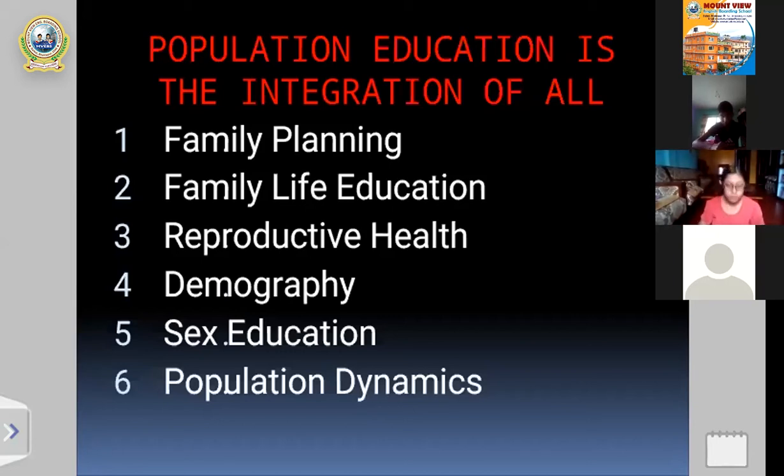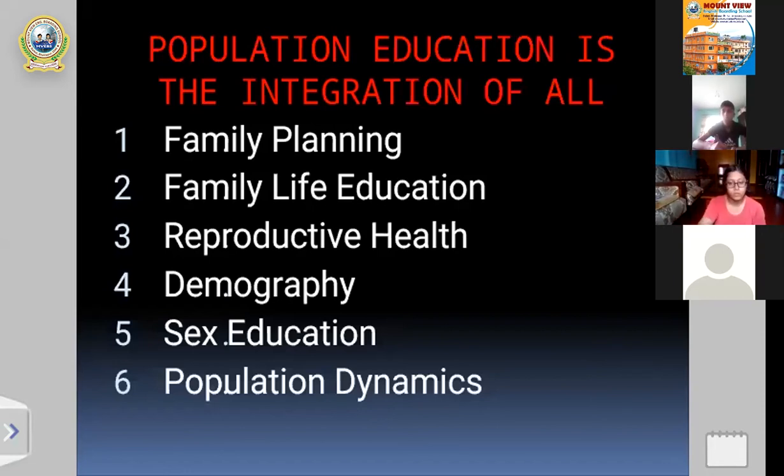Like family planning, first, integration of population education. Second is family life education. Third is reproductive health. Next, demography. After that, sex education. And the next one is population dynamics. Okay, my dear students, now I'm going to give a short description of that.